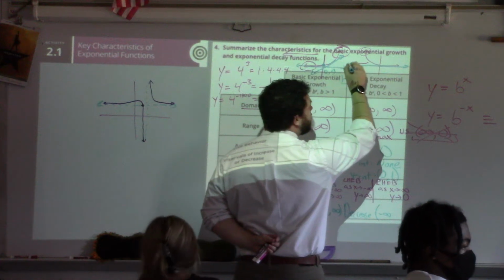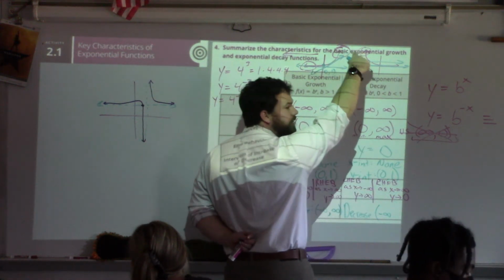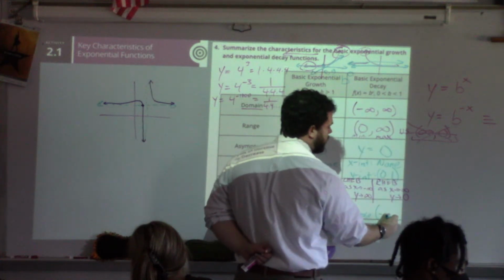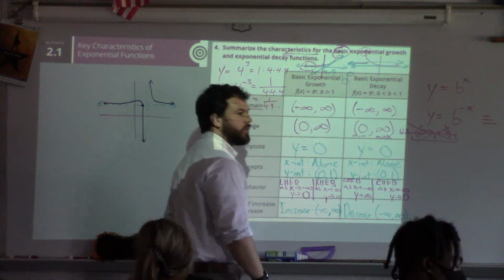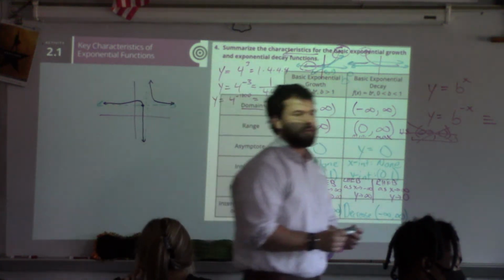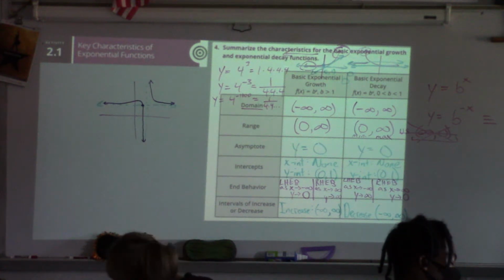Domain interval is in this direction. So it's up here, it's decreasing, decreasing, decreasing. So it starts decreasing at negative infinity, stops decreasing at positive infinity. Actually, technically it doesn't stop because it goes to infinity. Okay, questions?